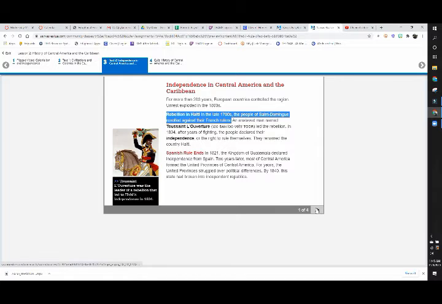So, as things go on, in 1821, the Kingdom of Guatemala declared independence from Spain.